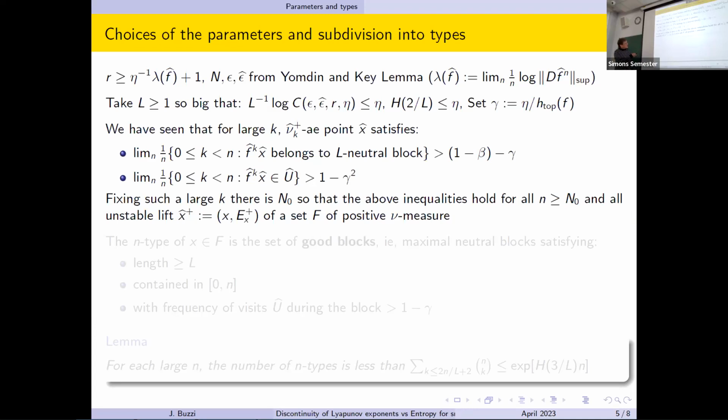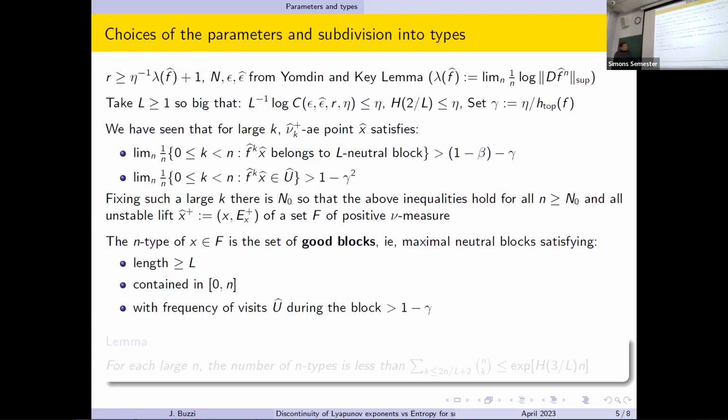So really F is a subset of the surface. We want this for x hat, a lift, the unstable lift of the points. But nu k hat plus is just the image of nu k by the unstable section. Okay, so that's the choice of F.